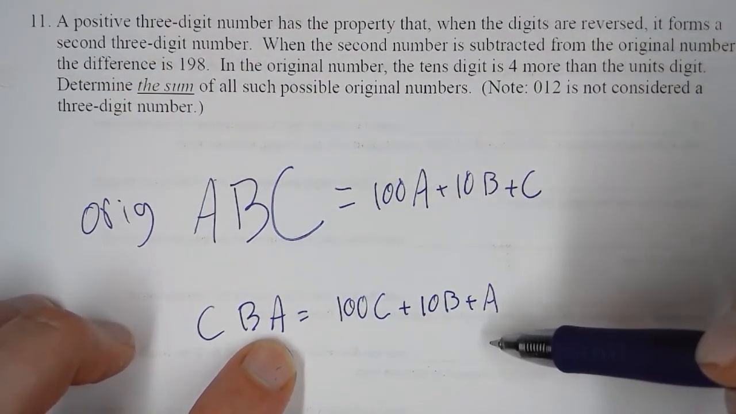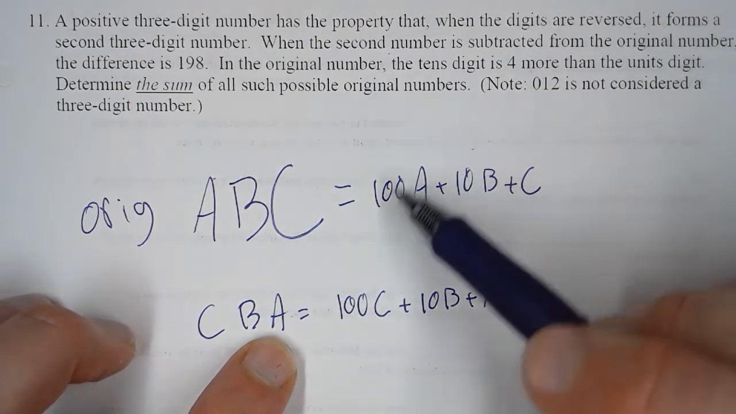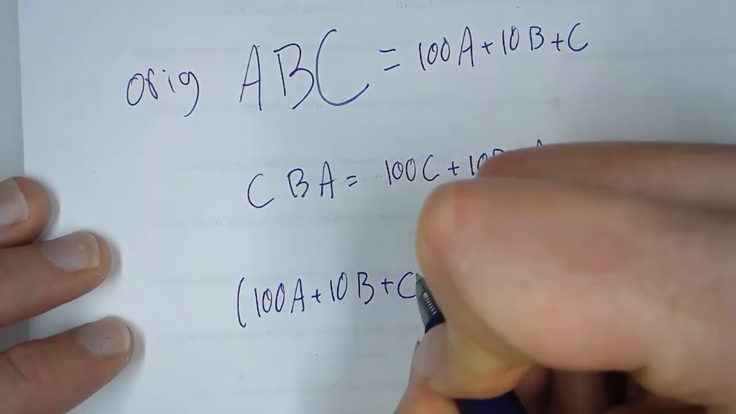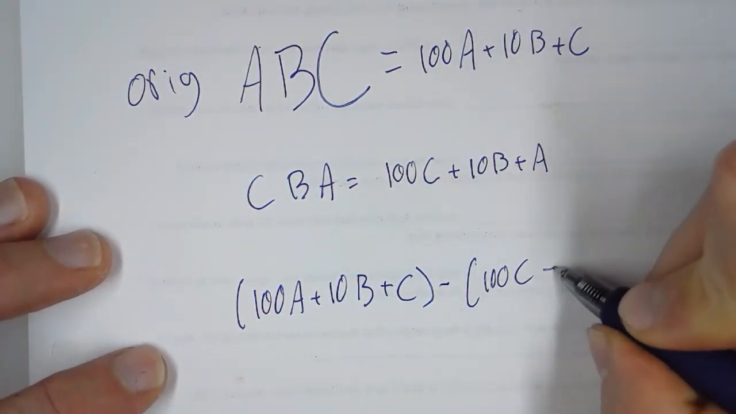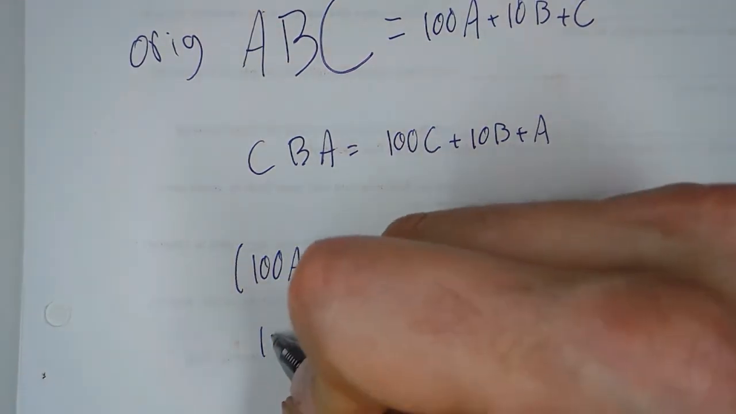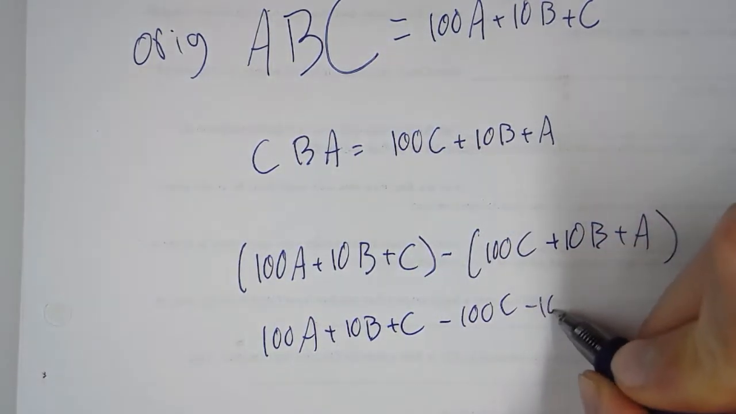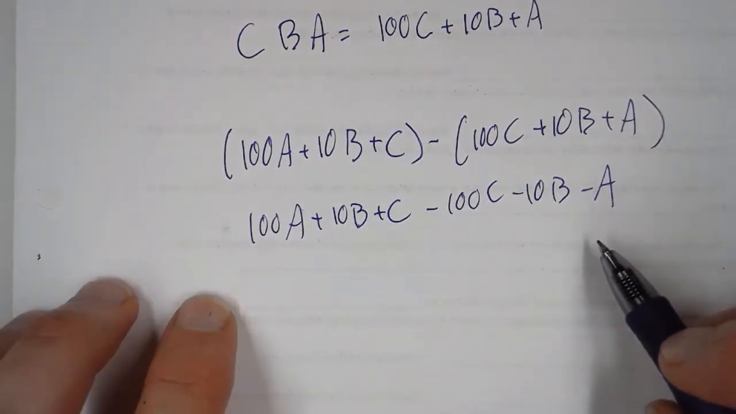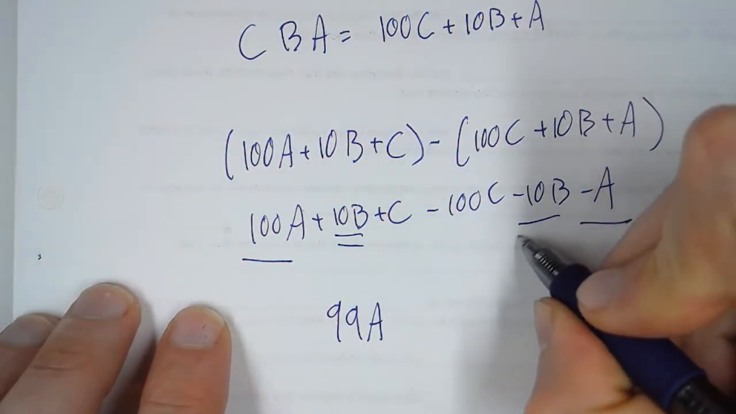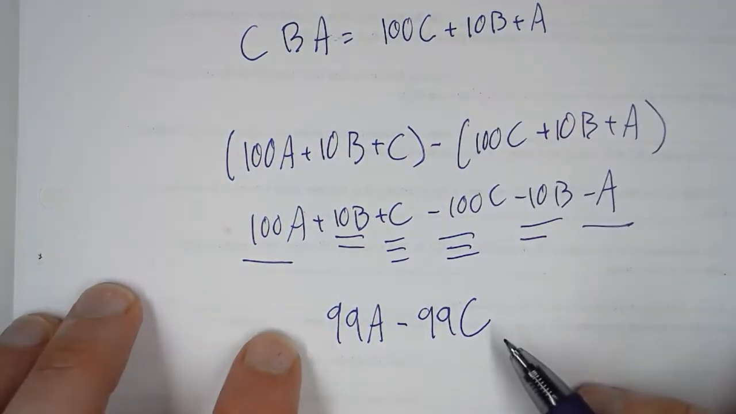Now it says when these two numbers are subtracted. Notice they were very deliberate when they said when the second number, that's CBA, is subtracted from the original. So we're taking this and subtracting it from that. So we take 100A plus 10B plus C, and we're subtracting 100C plus 10B plus A. So this negative is going to distribute into each of these pieces. So we have 100A plus 10B plus C minus 100C minus 10B minus A. All right. So 100A minus A is 99A. 10B minus 10B, those cancel. And then we're left with plus C minus 100C, so we're left with minus 99C. So this is the difference that we get.